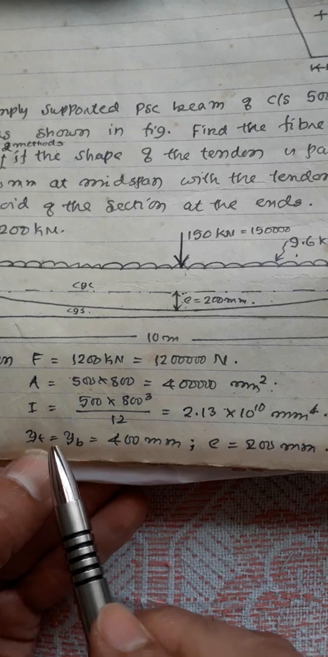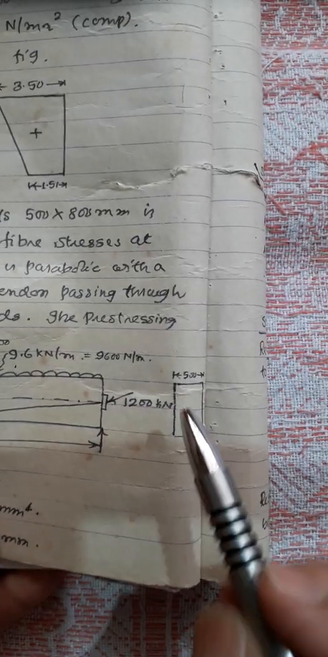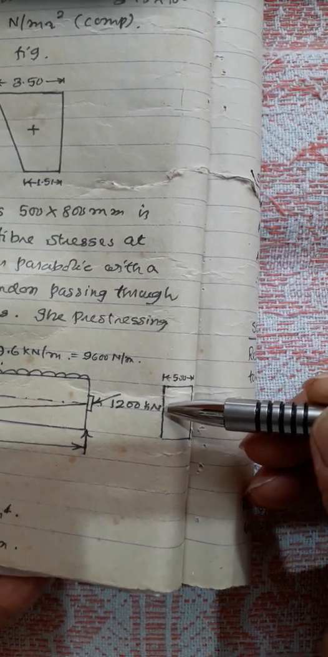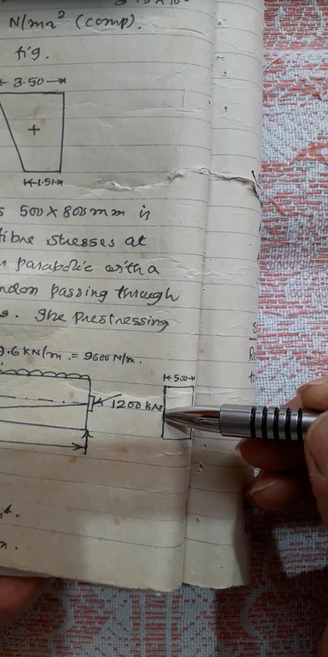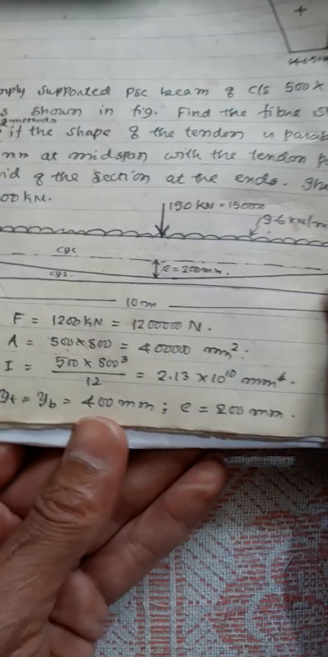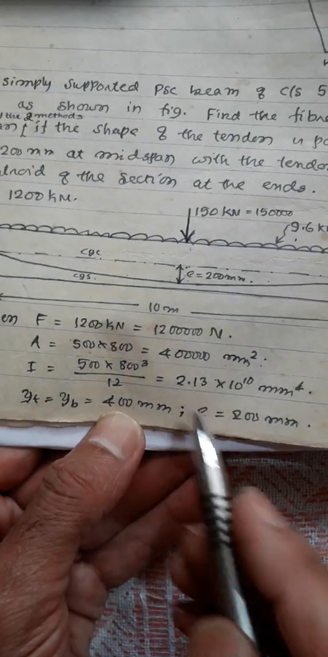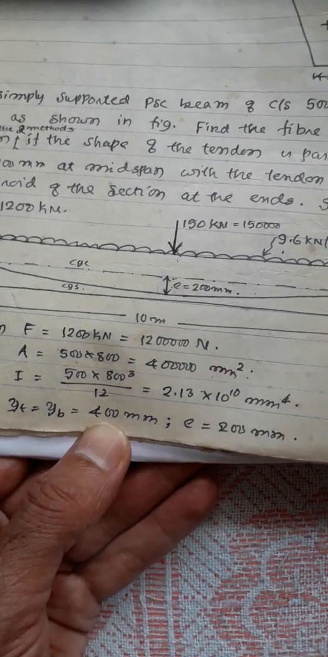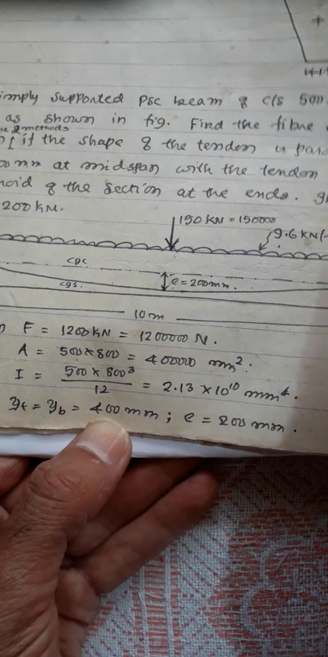Now YT and YB can also be easily calculated. Since the depth is 800 mm, YT is 400 and YB is also 400 mm. So YT and YB are 400 mm, and the eccentricity, as you know, is 200 mm. So all this data is now given. We shall see how exactly it can be solved.